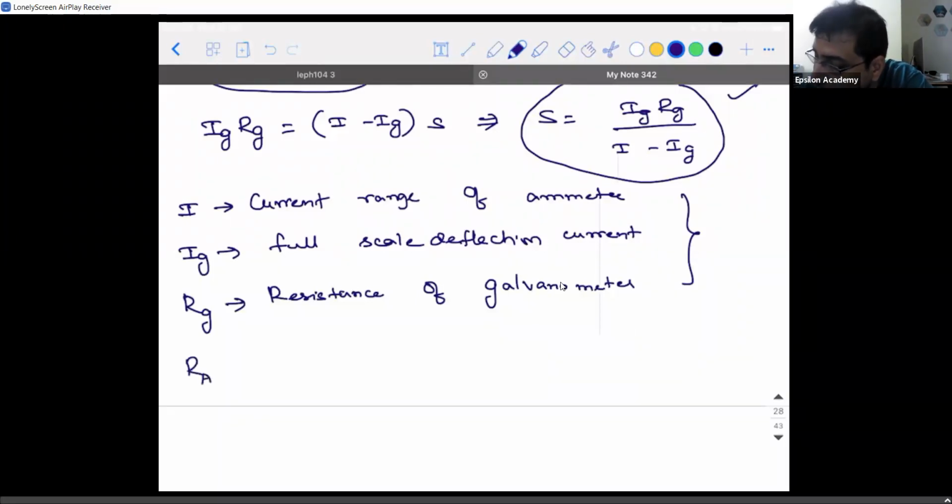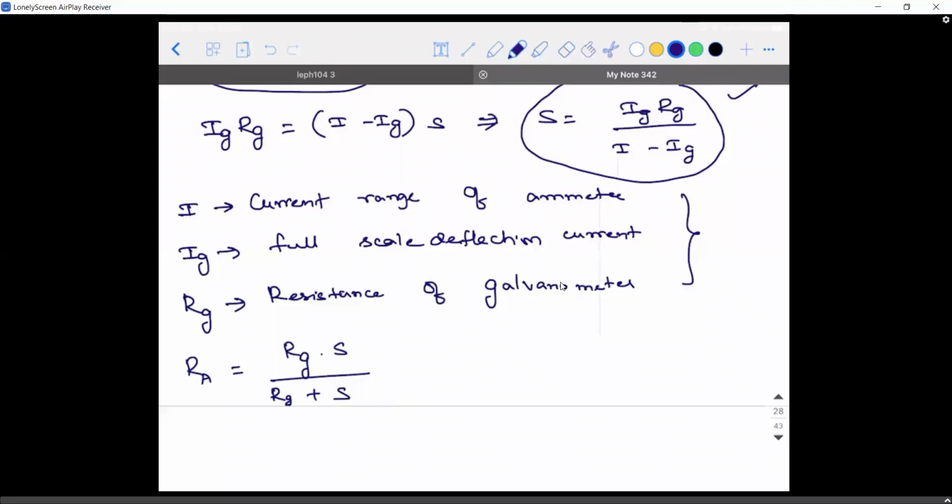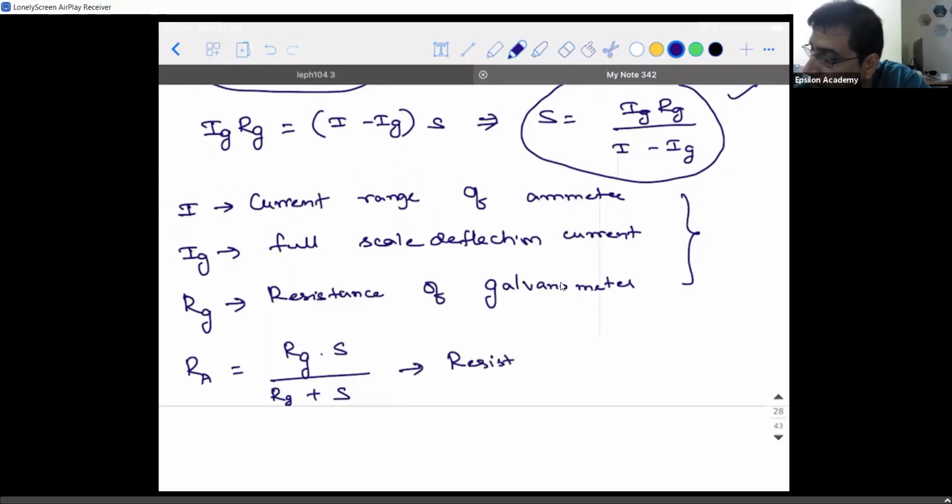If I ask you what is the resistance of the ammeter here, what are you going to say? It is the resistance of the galvanometer into the shunt resistance, divided by the resistance of the galvanometer plus the shunt resistance. Because it is R1 R2 divided by R1 plus R2. Galvanometer and shunt resistance are in parallel, so the effective resistance will be R1 R2 divided by R1 plus R2. So this is the resistance of the ammeter.